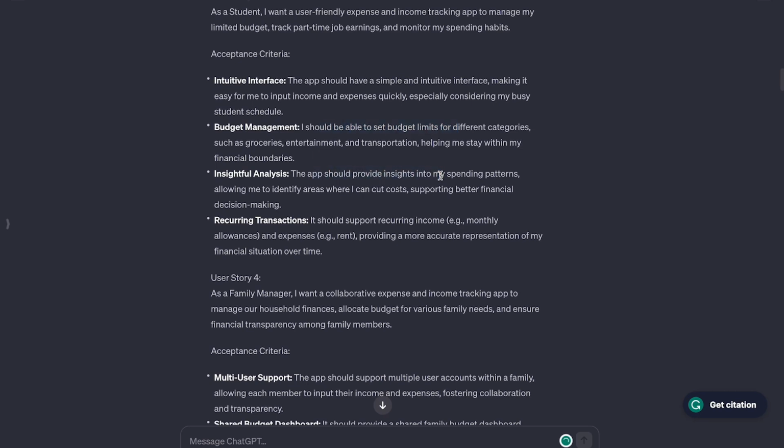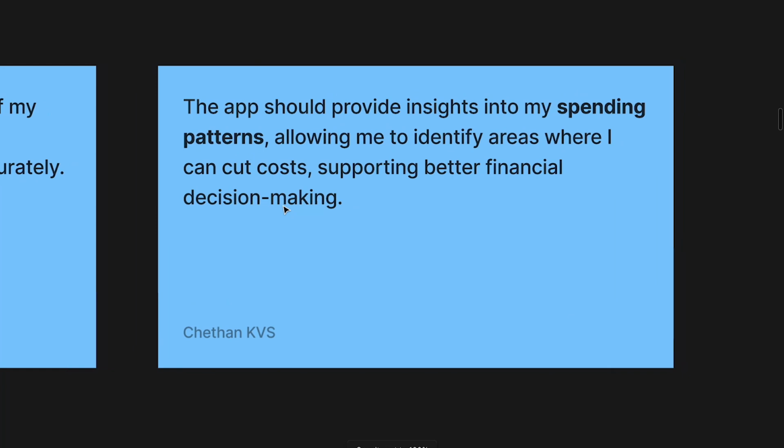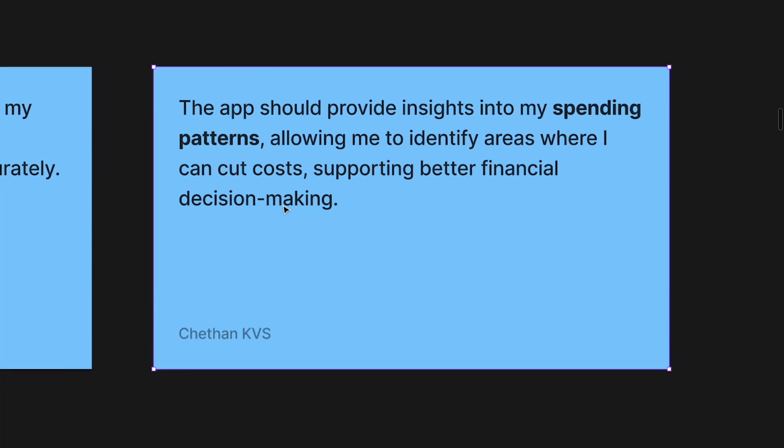The app should provide insights into my spending patterns, allowing me to identify where I can cut costs, supporting better financial decision making. So this makes a lot of sense. Analysis, because we have information regarding income and expenses, it makes sense to have that information as well. So if I come over here, I added another one, which is basically the app should provide insights into my spending patterns, allowing me to identify areas where I can cut costs and supporting better financial decision making. Right? So basically spending patterns. Now, what is this? Again, we look into that, but this is still a little bit vague. But again, we do have a what and then we have a why, which is very important.